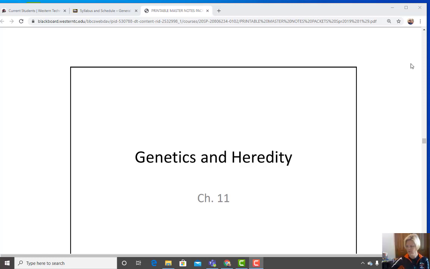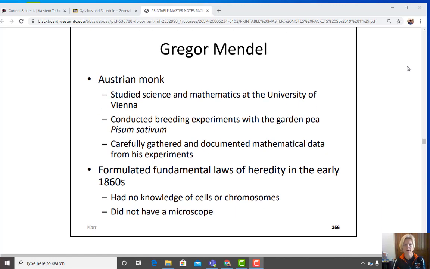The topic we're going to talk about today is genetics and heredity. The information for this unit can be found in chapter 11 of your textbook. So we're going to start off talking about pretty much the founder of what we know about basic principles regarding genetics, and that is Gregor Mendel.